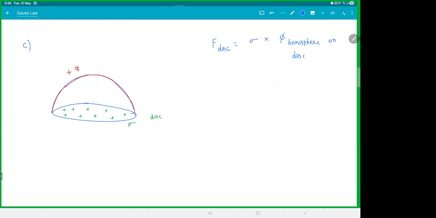Remember, this formula can be used only on flat surfaces. Don't use this on curved surfaces. That is, you cannot say the force on the hemisphere is sigma into flux due to the disk. That would be wrong. I hope you're clear with that because we derived this only for flat surfaces. It doesn't work for curved surfaces. I tried. You won't get it, because the flux term E dA cos theta doesn't appear. Great. Then what is the argument?